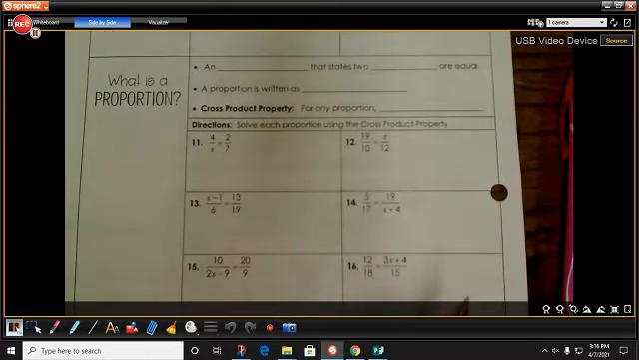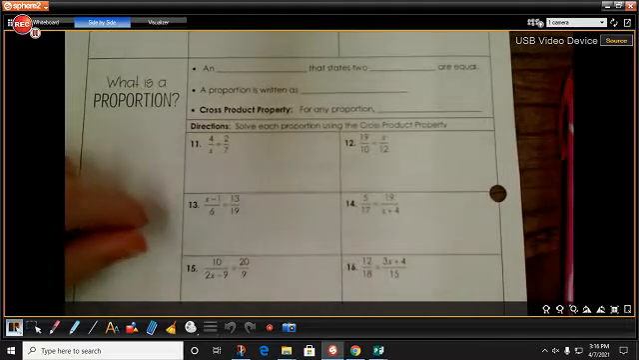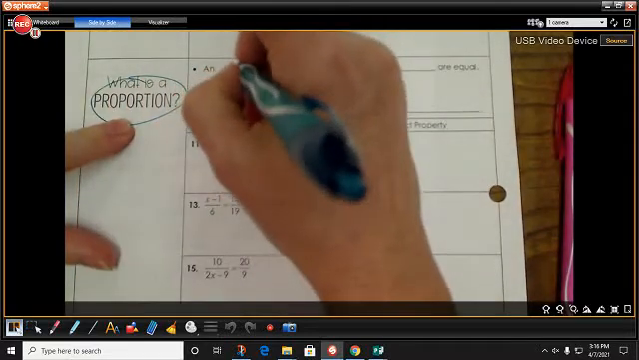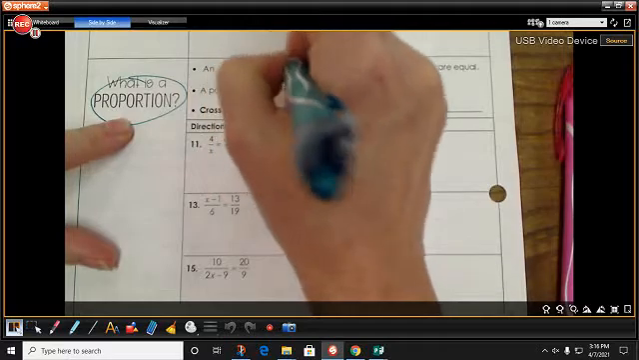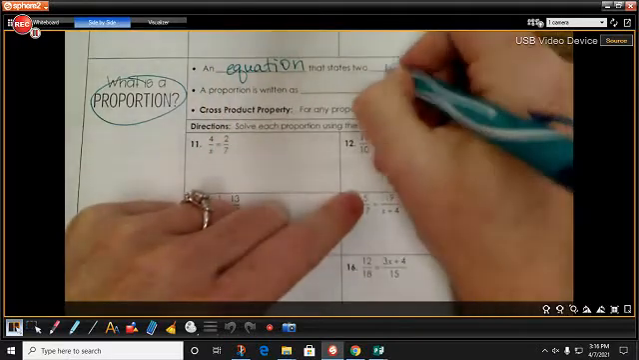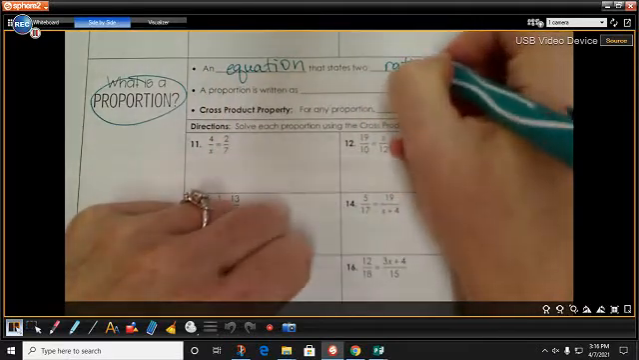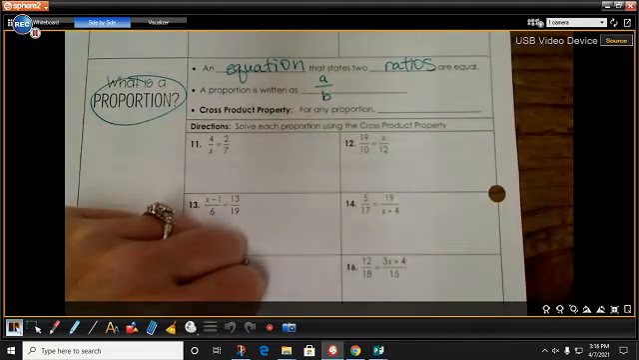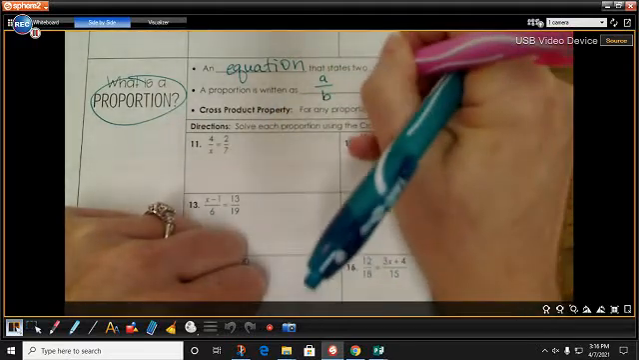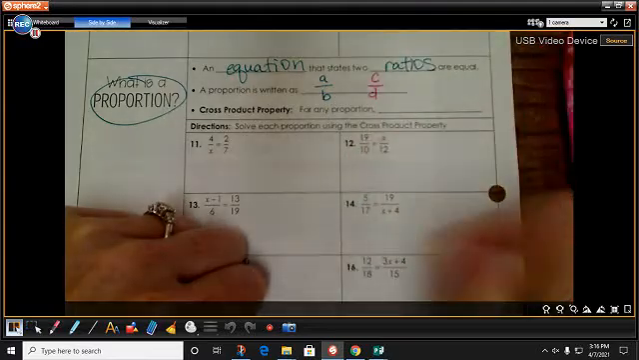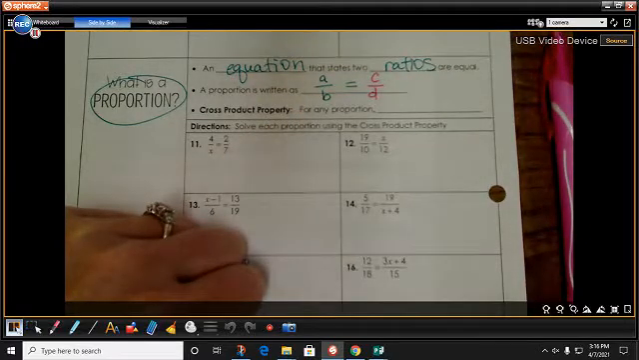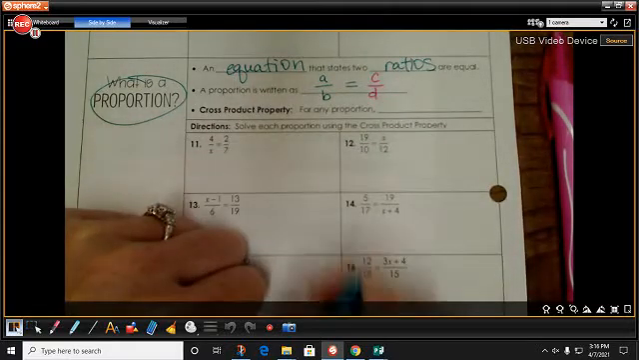And so a proportion uses ratios. A proportion is an equation, and it's an equation that states that two ratios are going to be equal to each other. So if I have A to B is one ratio, and then C to D is another ratio, a proportion would say those two ratios are equal to each other. Okay, so that's a proportion. You have used these before.